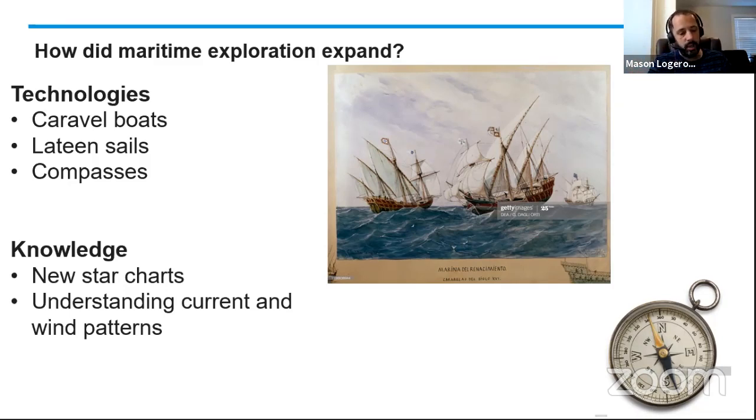Compasses. Okay, compasses are a thing that have been around for a while, and people in East Asia have been using them since almost the 12th century. But knowledge of compasses really did not become widespread in Europe until around this time. And obviously, if you're out on the water and you need to figure out what direction to go, compasses are going to be there to help you.